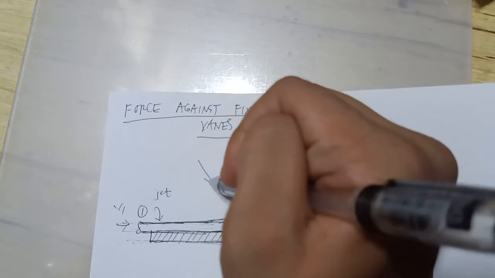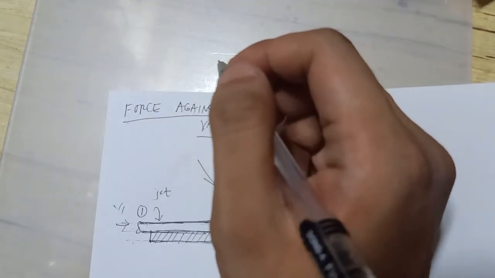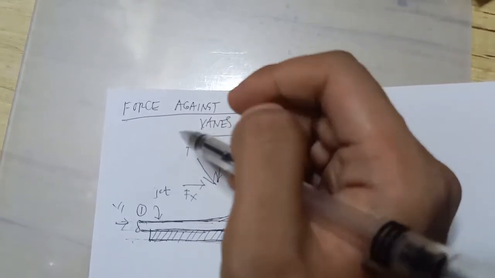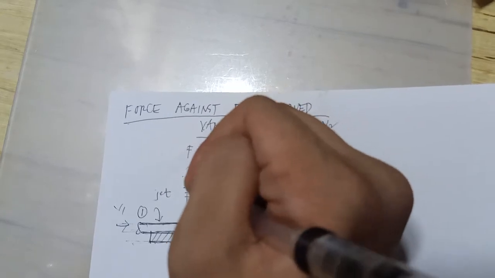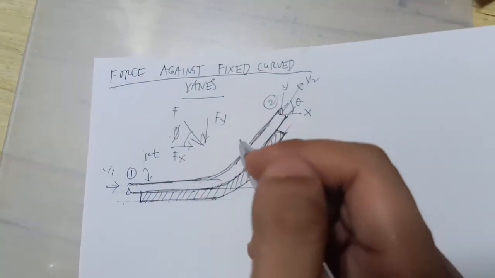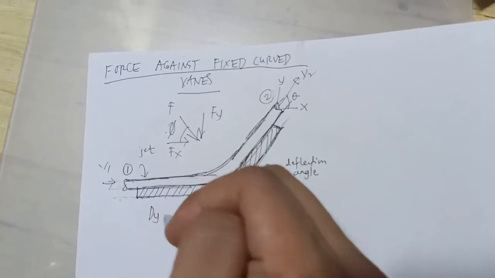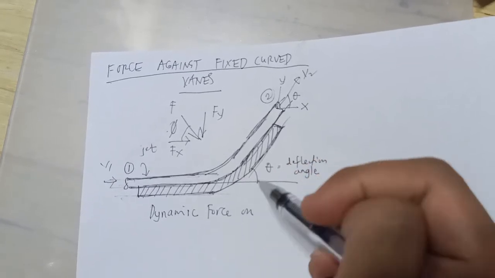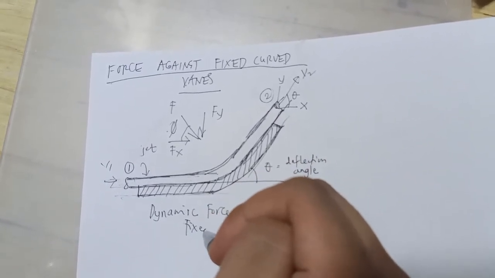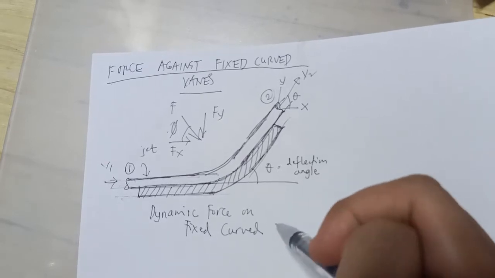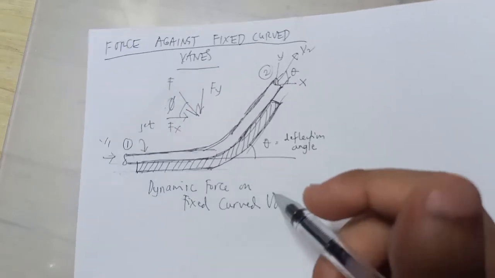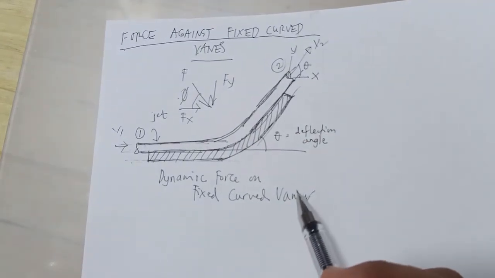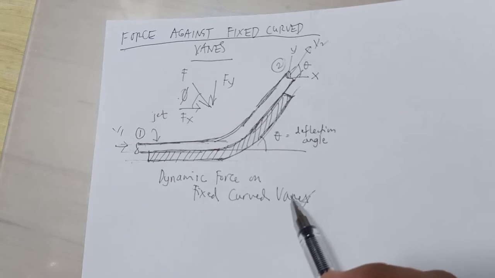And always remember, there's a force now acting on the body or the jet, and of course the components Fy and Fx. So this is phi. This is called dynamic force on fixed curved vanes, or vane. The x and y components of the total force exerted by the fluid against the fixed curved vane.